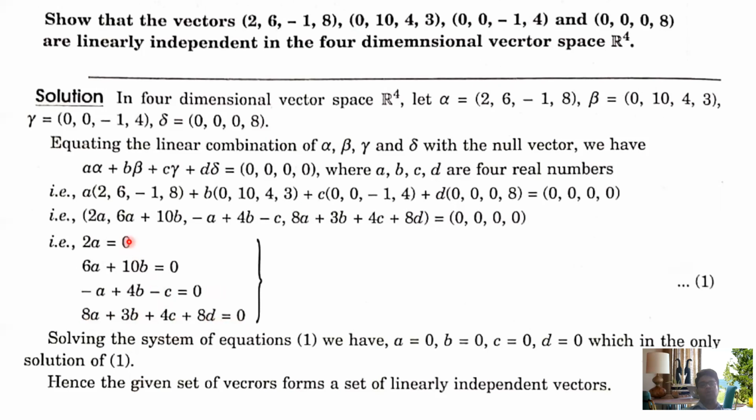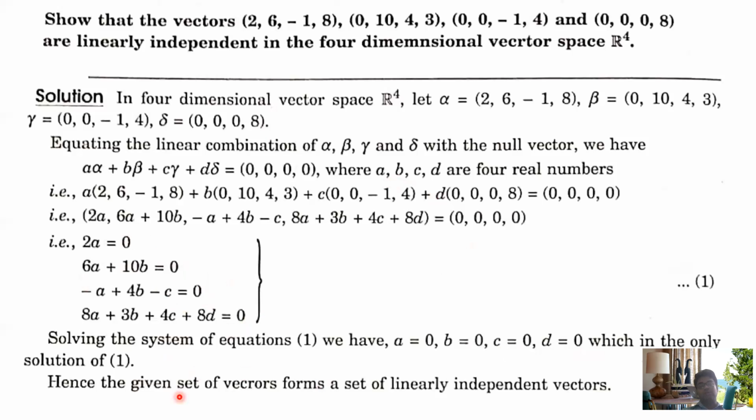So from here, A is equal to how much? A is equal to 0. If I substitute here, A is equal to 0, B is equal to 0. If I substitute the A and B values in the third, I will get C is equal to 0. If I put A equal to 0, B equal to 0, C equal to 0 in this fourth relation, then we will get D is equal to 0. So from this set of equations, we get A equal to 0, B equal to 0, C equal to 0, D equal to 0. Okay, so this is the only solution of this system of equations. So from here it is clear, all scalars are 0.